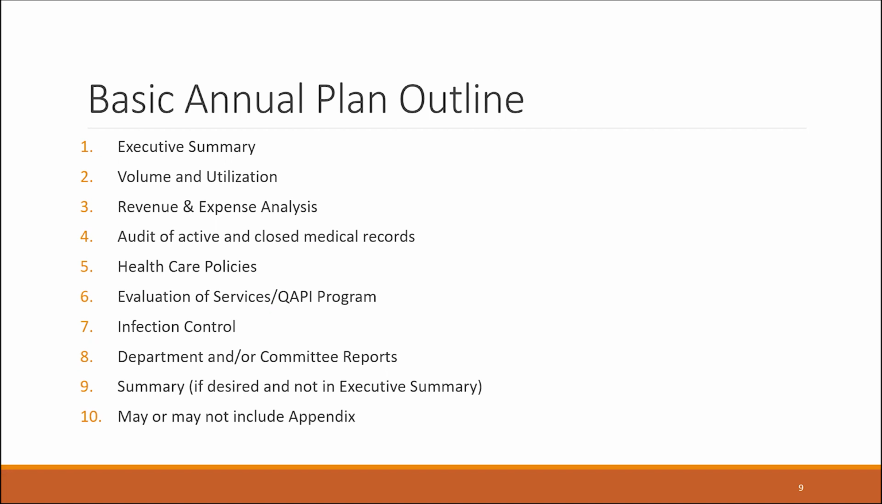That was new in 2020 in the updates. So again, if you want more information on that, we're going to go through it, but if you need more, just holler. As well as infection control, antibiotic stewardship, and then your department or committee reports. And then a summary. If you didn't do an executive summary, a lot of people put a summary in at the end. Others put the executive summary so they don't have to. And you may or may not include an appendix depending on how you build your plan.